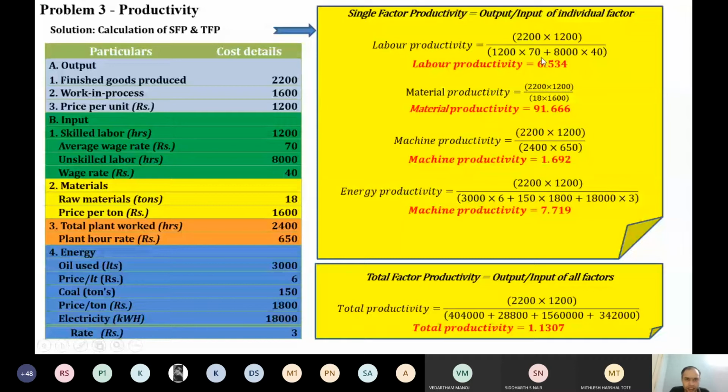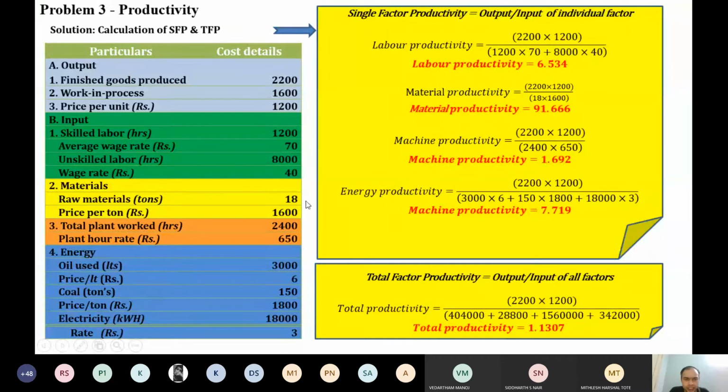We consider all the labor inputs, that is skilled labor. They are working for 1,200 hours, and per hour we are paying 70 rupees. In the same way, unskilled laborers are also working for 8,000 hours, and per hour we are paying 40 rupees. So this is the input for labor productivity. For the first factor, labor productivity, we got this value.